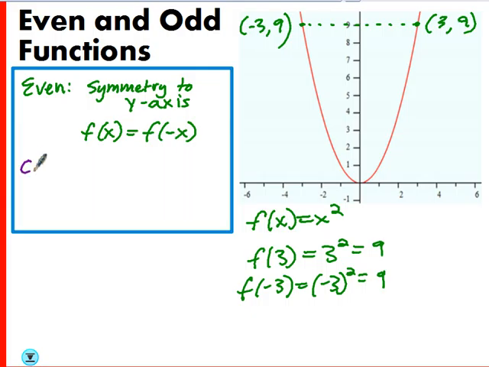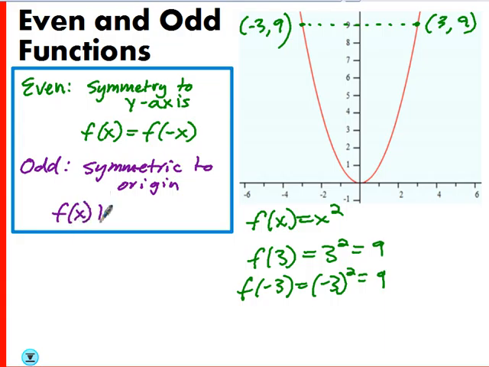Let's talk about an odd function. Now an odd function is more complicated. It's symmetric to the origin. What I mean by that algebraically is if I take f of x and I add the function value of the opposite, f of negative x, it should equal 0. I'm going to give you an example of that down here in purple. Let's do the function f of x equals x cubed.